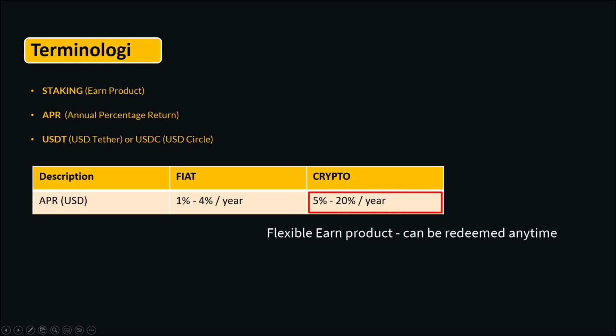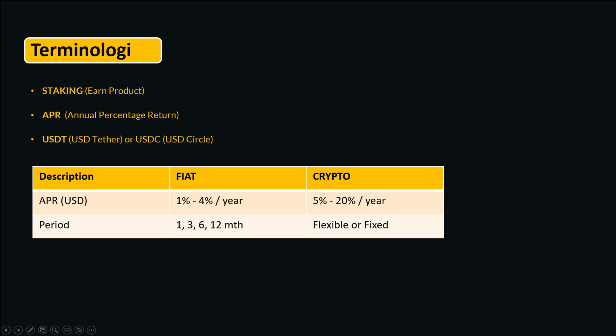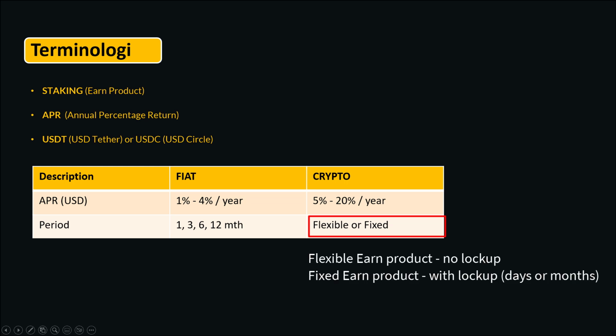Now this 5 to 20% is for earn flexible product. It means that it can be redeemed anytime without penalty. Secondly, it's about the period. In fiat, usually it's locked for 1, 3, 6 or 12 months, but in crypto, you can choose between flexible or fixed. Flexible means there's no lockup period, or fixed, which can give you a higher APR, but there is a certain period of lockup, usually several days between 3, 7, 30 days until 3 months.